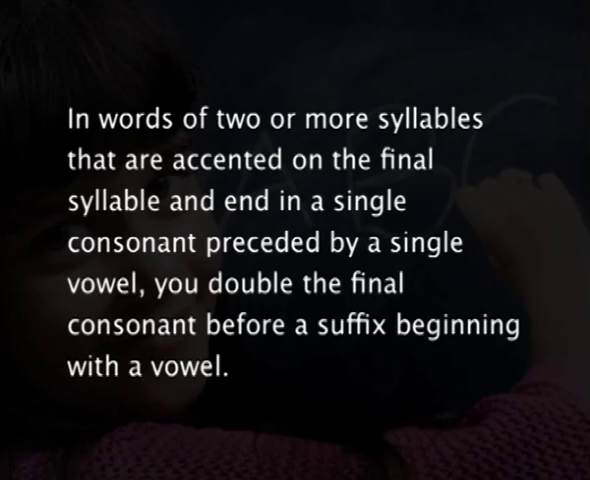See another rule which is a little complex. In words of two or more syllables that are accented on the final syllable and end in a single consonant preceded by a single vowel, you double the final consonant before a suffix beginning with a vowel. Can you give me examples of this? We have words like referring obtained from refer and regrettable from regret. That's right. However, if the accent is not on the last syllable, the final consonant is not doubled.